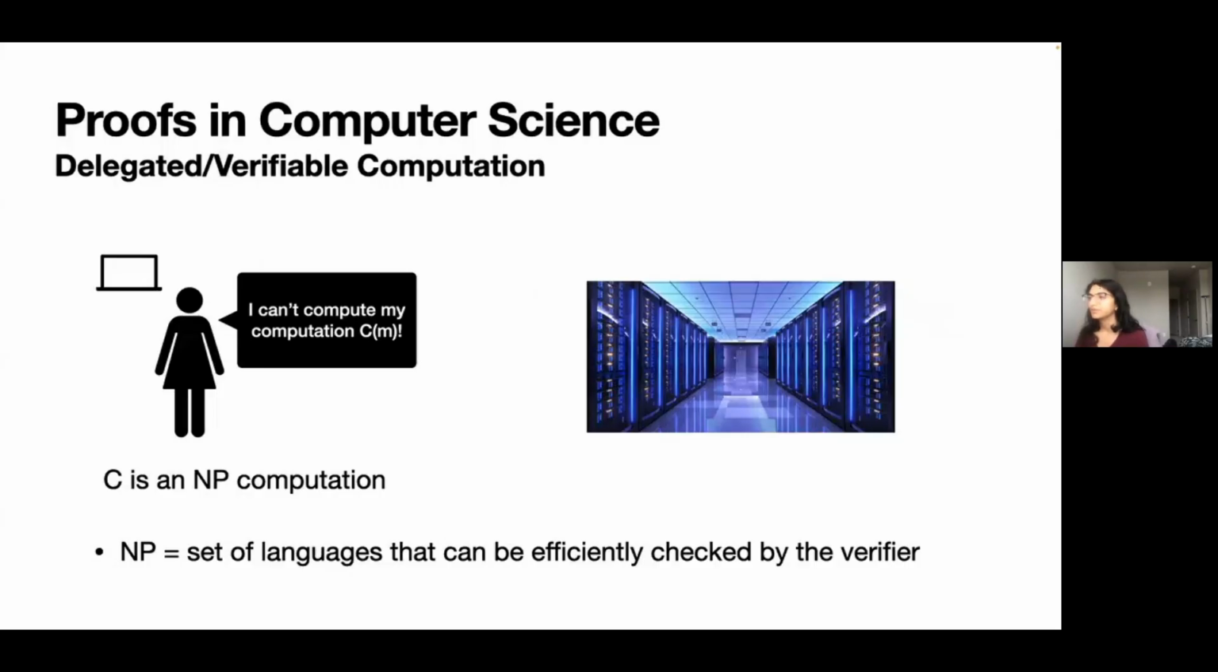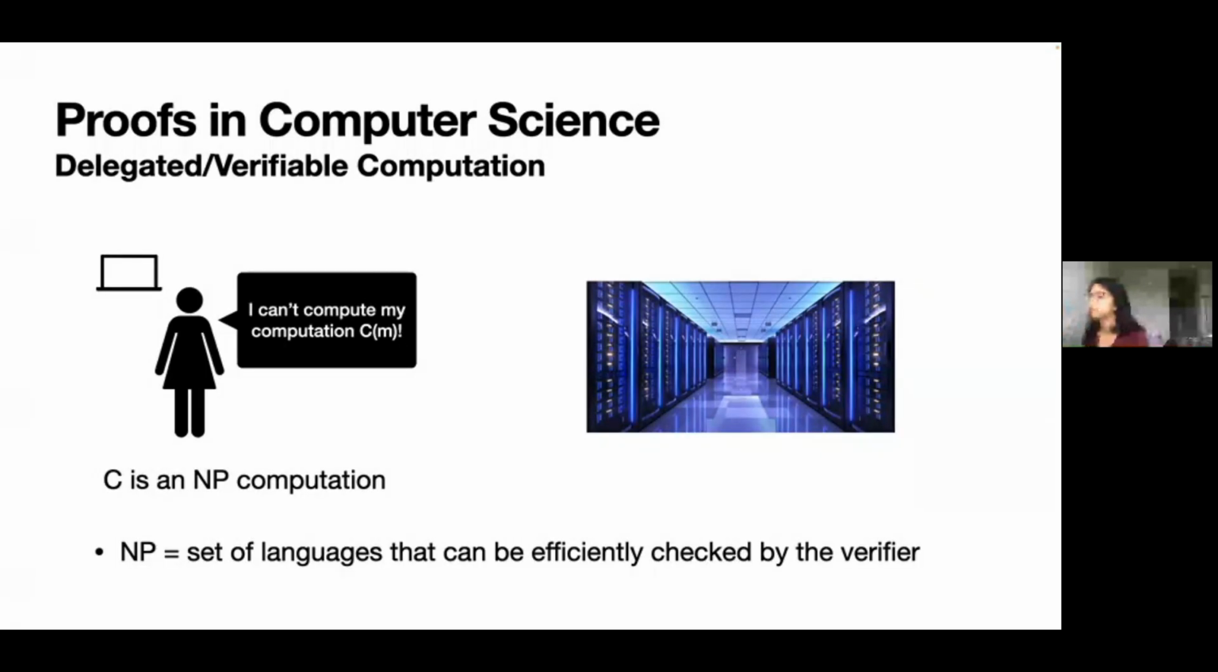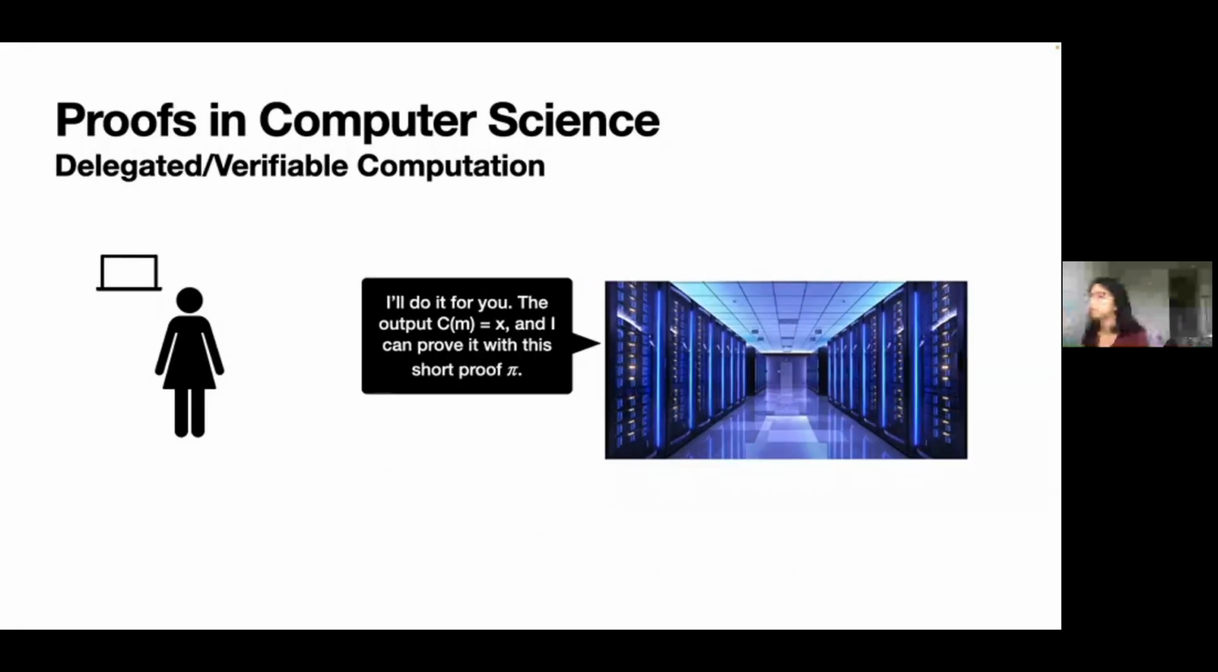Proofs are widely studied and known to be extremely useful. For example, they've been used for the application of delegated and verifiable computation. In this setting, there is a client and their goal is to compute some computation C, where C is some NP computation. Here, NP is the complexity class, the set of languages that are efficiently checked by the verifier. And so the client has this problem that the computation is too difficult for whatever reason. And so the goal of delegated computation is that there is some much more powerful server that's saying that they can actually compute the circuit C and then provide the output to the client.